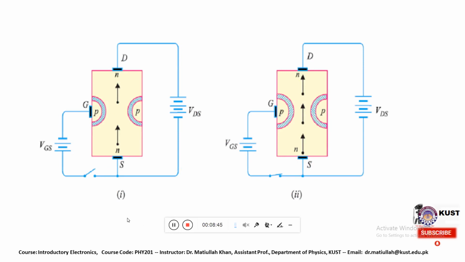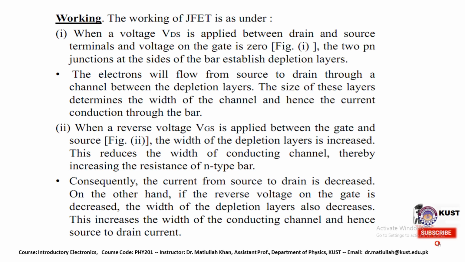So this is the structure of the junction field effect transistor, where this is the n channel, and this is the direction of current flowing through it. In the case of an n-channel junction field effect transistor, the direction of current will be like this. Here it is clarified. This is the open circuit, and this is the closed circuit. So the working of the junction field effect transistor is clarified here.